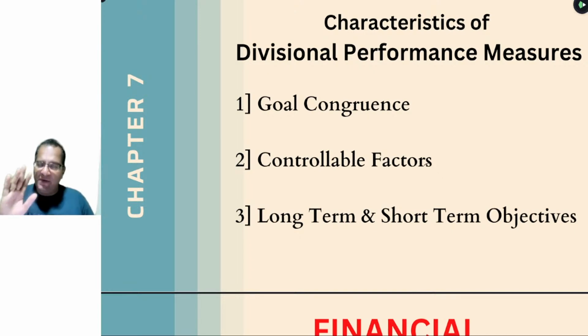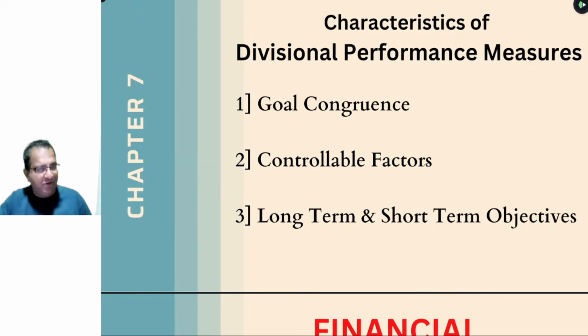So the very first point, make it very clear in your mind: this chapter is applicable only in the case of a decentralized environment, where responsibility and authority have been delegated to the operational level of management so that they can take their day-to-day routine decisions. At the end of the period, based on the performance model selected, we will measure and evaluate them. So the very first characteristic of a good performance model is goal congruence.